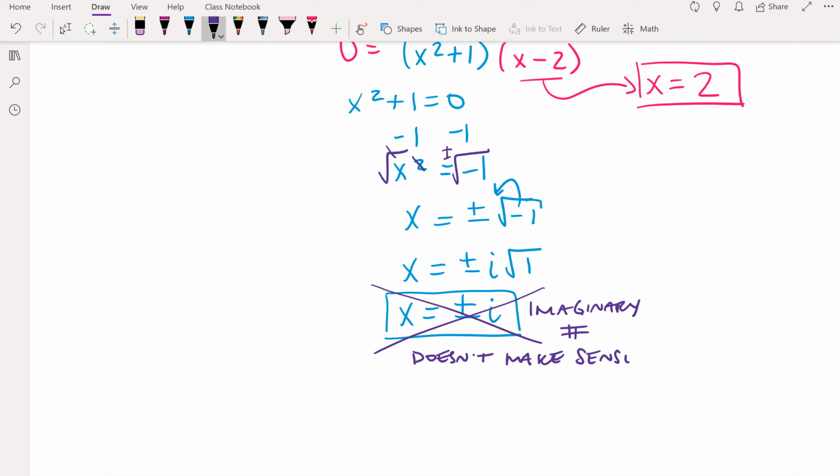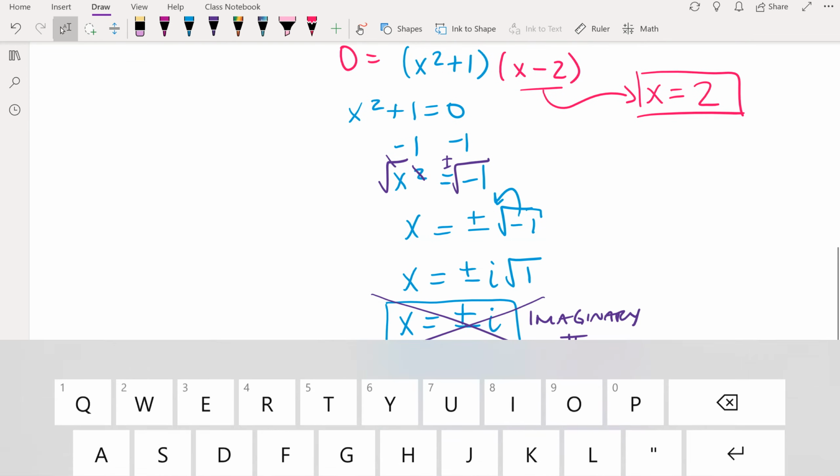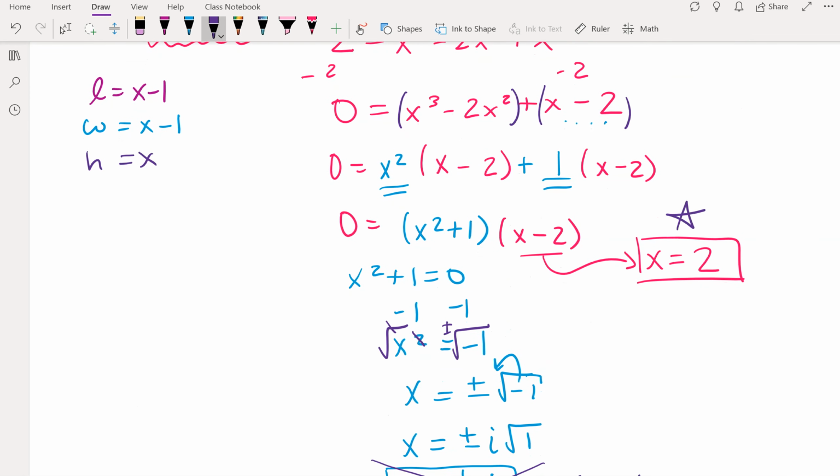Okay, since we got to cancel out that option for x, we only have one more option for x. X has to equal 2. So this is our answer, x equals 2, but it's not the answer to the problem. This is just the solution. The problem was asking me, what is length, width, and height? So we're going to plug in 2. Plug in your solution.